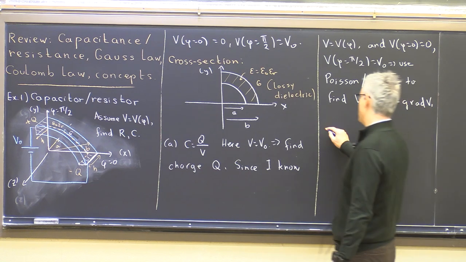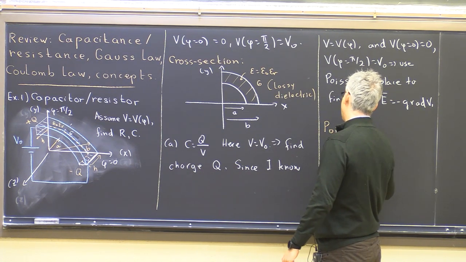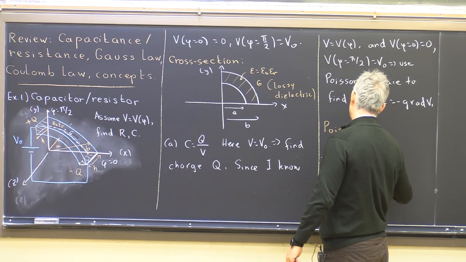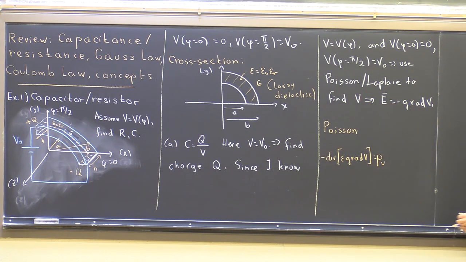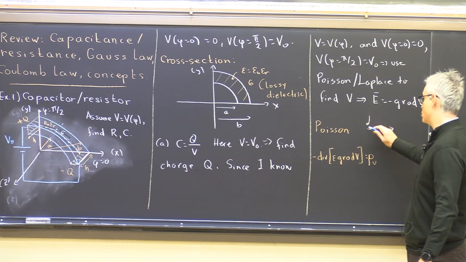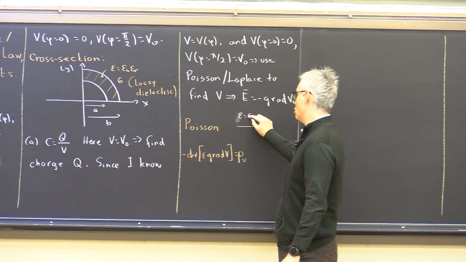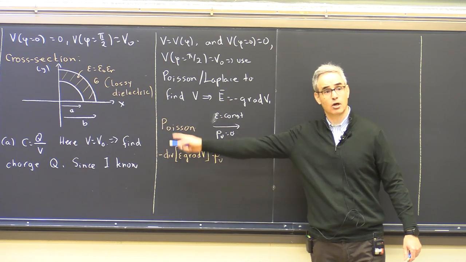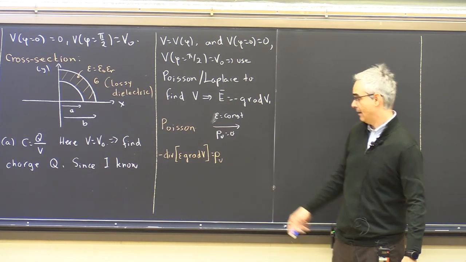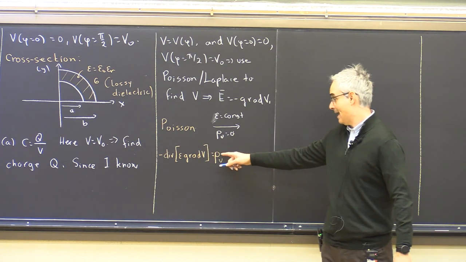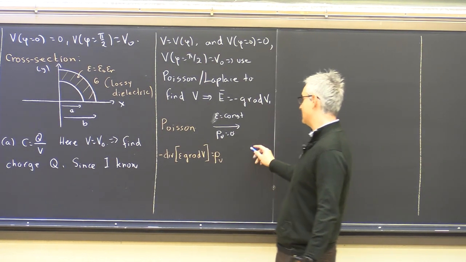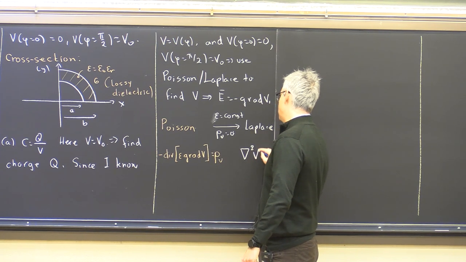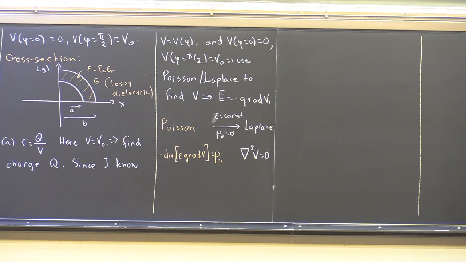Now, remember that the Poisson equation generally is minus divergence of epsilon gradient of V equals the volume charge density. And that reduces to the Laplace equation when epsilon is constant and rho V is zero. So if epsilon is constant, it drops out of the equation, out of the differential operator, the divergence. And if rho V is zero, then you have zero on the right-hand side. And then this reduces to the Laplace equation, which is that the Laplacian of V is zero. So there shouldn't be any confusion.